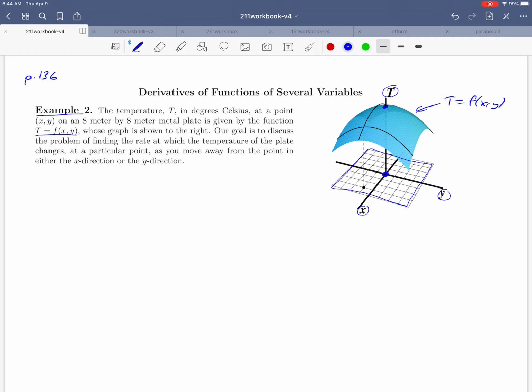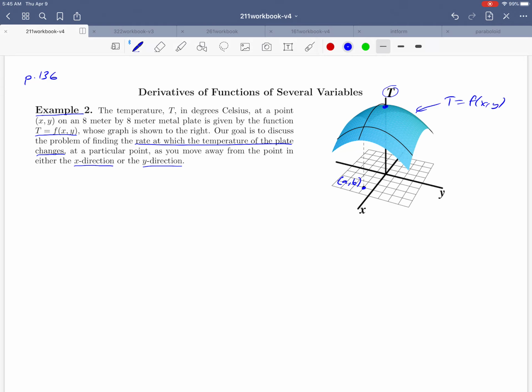Next sentence starts with our goal is to discuss the problem of finding the rate at which the temperature of the plate changes. We're going to talk about that rate of change in two different directions, in either the x direction or the y direction. Let's talk about that conceptually. To avoid cluttering our diagram, I'm going to get rid of some of the stuff that we marked here. And we'll pick a point to talk about, just to have a specific point. I'm going to call this point that's already labeled for us a, b.